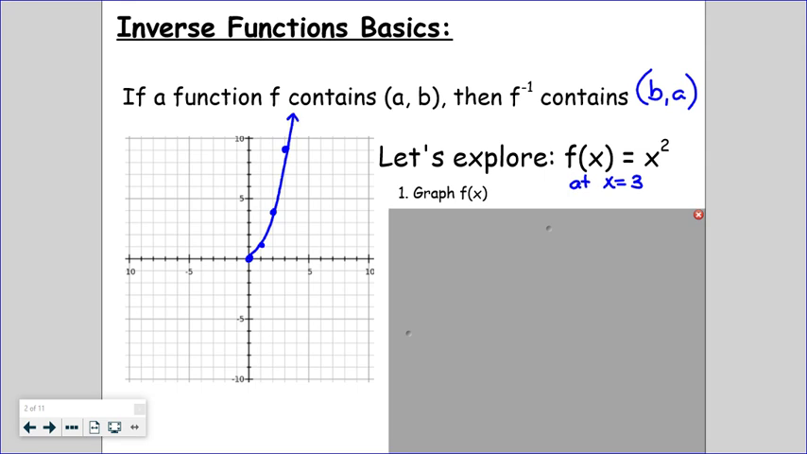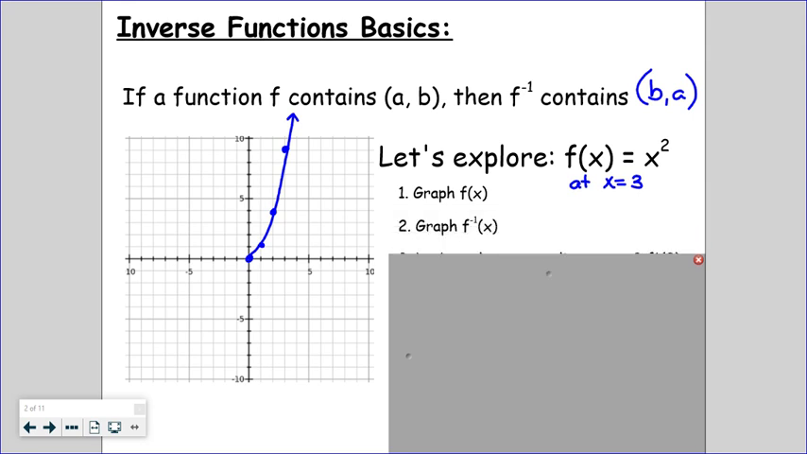And if we look at the inverse of that, there's two different ways you can attack that. You can attack it algebraically, you can attack it graphically. If I were to attack it graphically, I would take each of those ordered pairs, like 0, comma 0, and I would flip the x and y. Well, if I flip-flop 0, comma 0, I still get 0, comma 0. 1, 1 is still 1, 1. But the point 2, comma 4 becomes 4, comma 2. And the point 3, 9 would become 9, comma 3. And we would see this picture taking shape.